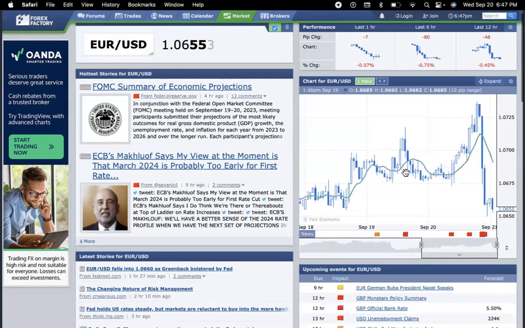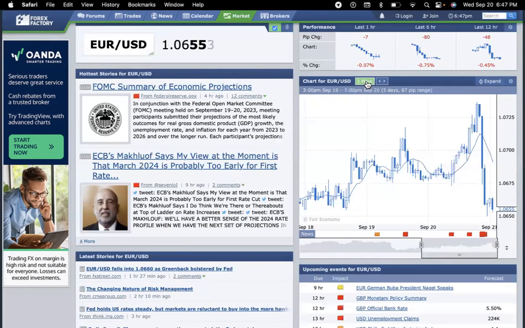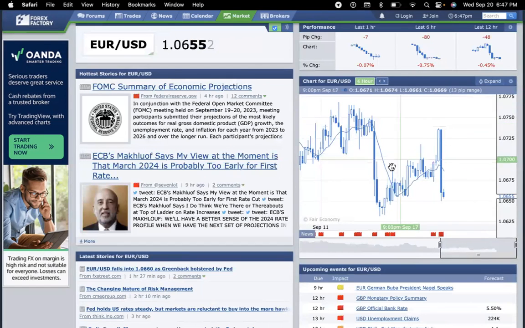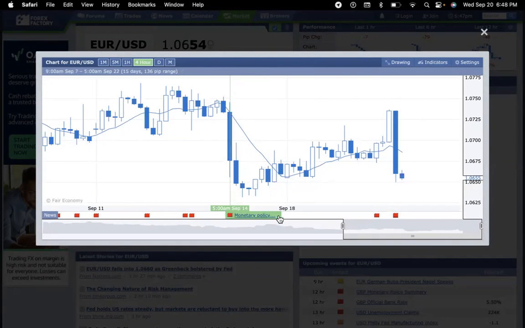You do have the ability to look at your chart here as well. So I can see this is Euro USD on a 1 hour chart. I could change this to Euro USD on the 4 hour chart, and again, get a quick glimpse as to what's going on here. I can actually expand this chart to make it bigger. And you can see the news directly on the chart and how that news impacted the currency.